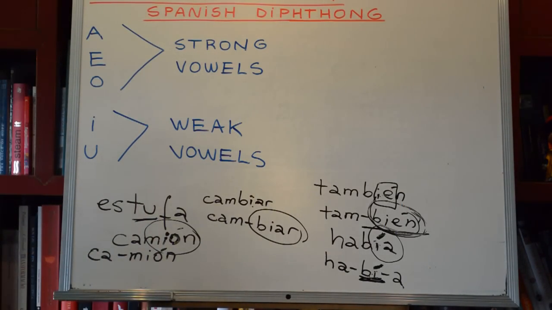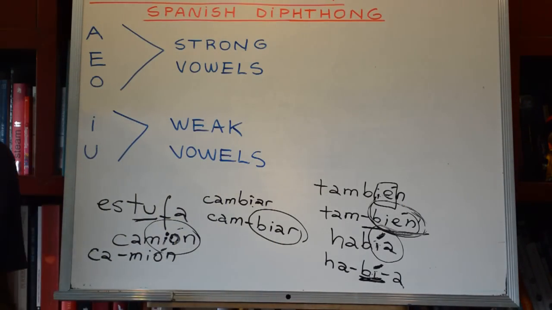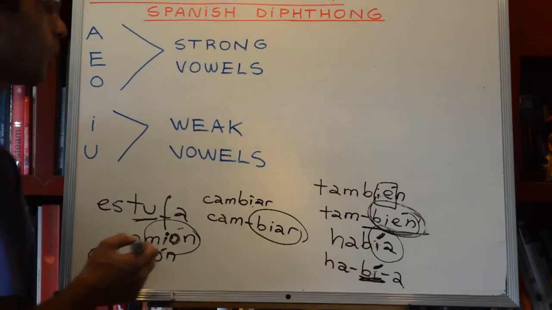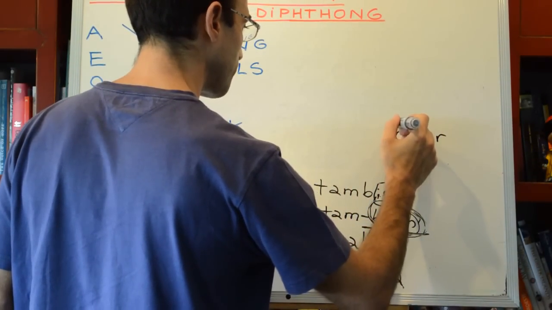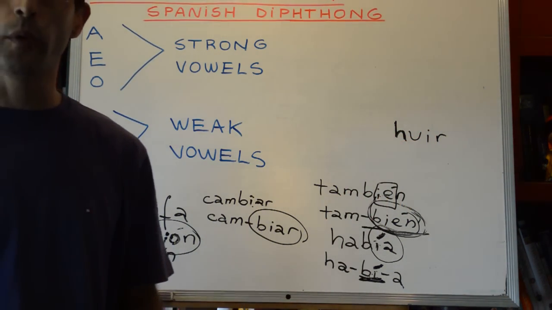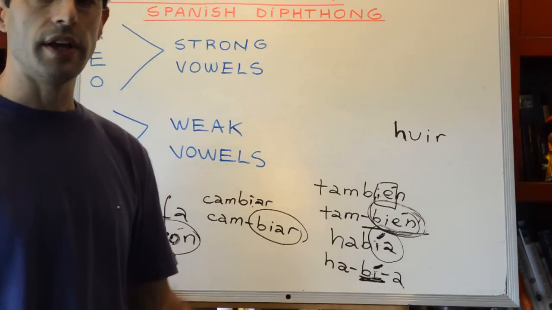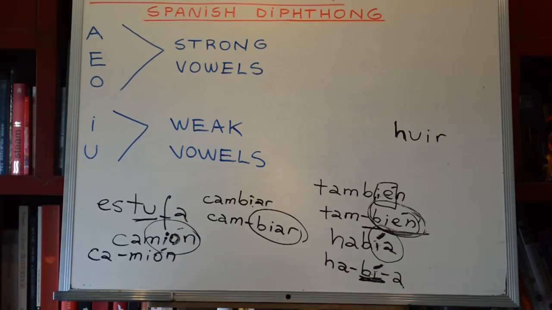And there are other examples where you have two weak vowels together. Let me see if I can think of any. Look at this one. Huir. The verb huir means to run away. Run away is huir. Estoy huyendo. I am running away, right?